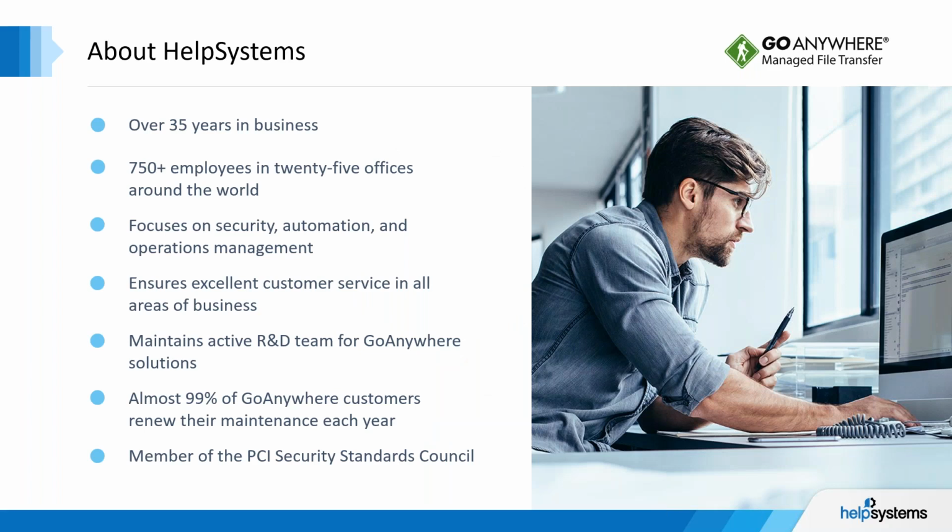Just really quickly here, regarding Help Systems. Help Systems actually started back in 1982, so over 35 years ago. We now have over 750 employees in over 25 different offices worldwide, with over 16,000 customers. The majority of the GoAnywhere team is located in Ashland, Nebraska, just south of Omaha, with our headquarters located in Eden Prairie, Minnesota, the Minneapolis area, and that's where I'm located. Our focus here today is really delivering the best cybersecurity, automation, and operations management solutions for organizations of all sizes, including SMB, government, and Fortune 500 companies.